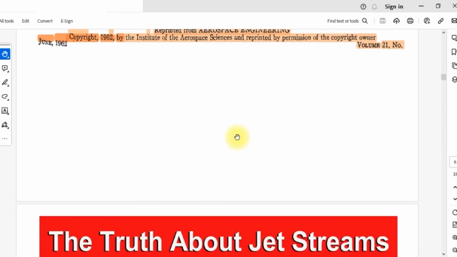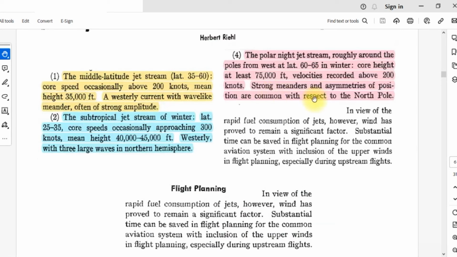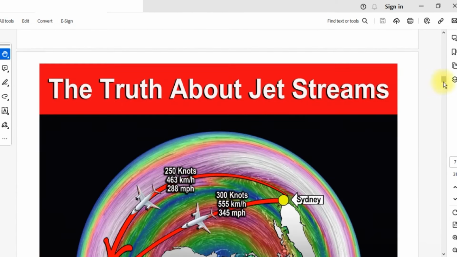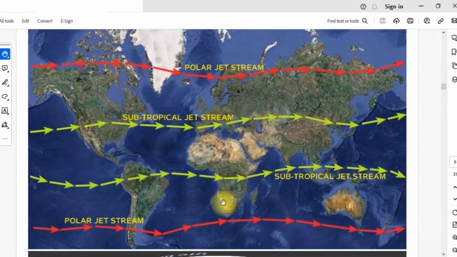1962, they already knew, they know the speed. Right here we see 200 knots, the polar jet streams, 300 knots, the subtropical jet stream. If you don't know, the subtropical jet streams are right here. Polar jet stream, these two are the subtropical jet stream, 300 knots.